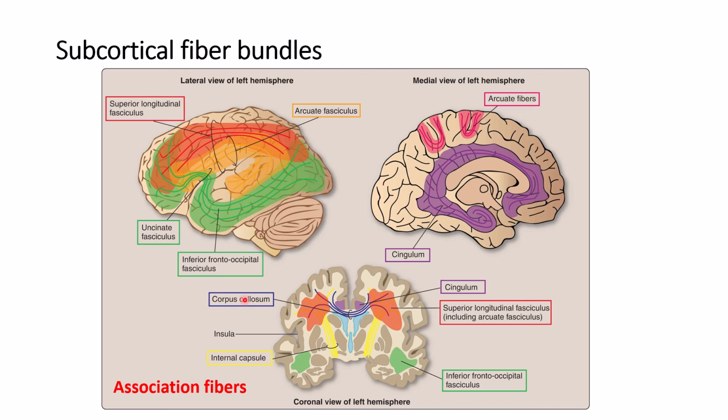One is the corpus callosum that is connecting one side to the other side, and you can see the internal capsule. These are also other fibers, but they are connecting cortex with the lower part of the brain. So these two are not part of association fibers.